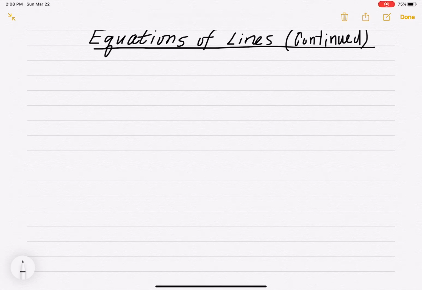In our last video, we looked at equations of lines using the point-slope form, and we also looked at the equation of a horizontal line. Remember, horizontal lines are of the form y equals a number. So we want to move on to vertical lines. Vertical lines are very special.